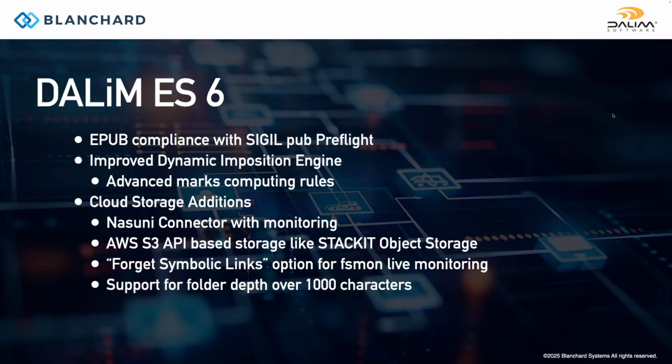They've added a function to forget symbolic links for FLCmon. So what we've seen before is if you have a shared file system created in ES that FLCmon is monitoring, and it had a lot of symbolic links in it, it would almost loop. It would take much longer. So you're now able to ignore those and have FLCmon work a lot more efficiently.